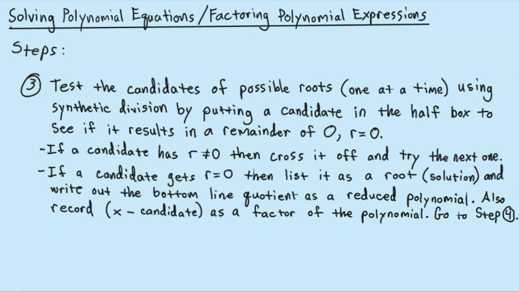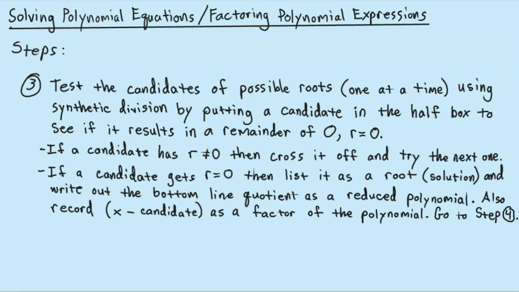And then in addition to listing that particular candidate as a root, you're going to go to the bottom line of your synthetic division, the one that has a remainder of 0. You're going to write out that bottom line quotient as a reduced polynomial. So you're going to make the polynomial 1 power smaller. If you started with a 5th power polynomial, you're going to write out the new reduced polynomial as a 4th power polynomial. And this is actually going to make the process easier and easier and easier.